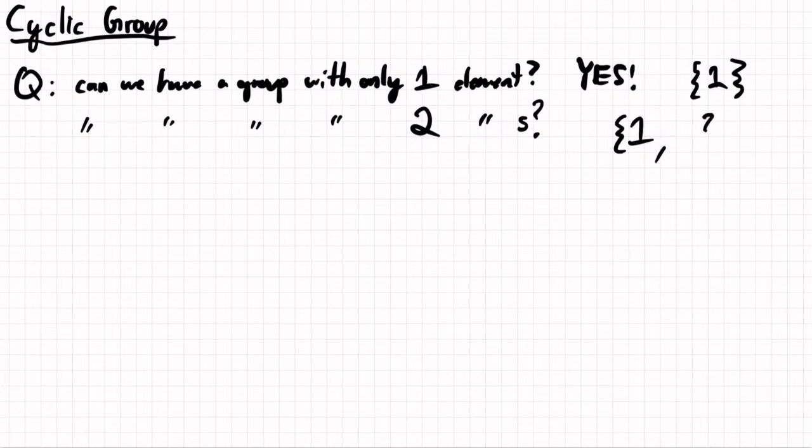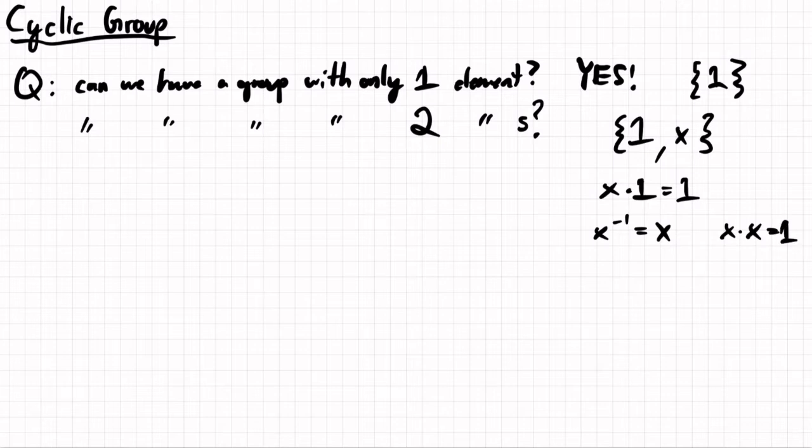And I need one more element, something to go right here. And for lack of a better name, I'm going to call it X. By the inverses axiom of a group, X must have an inverse, but by the identity axiom, X times 1 equals 1. So what is X inverse? It must be X itself. So therefore, X times X equals 1.